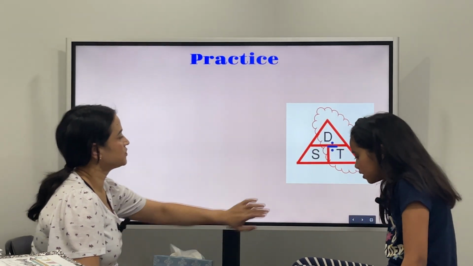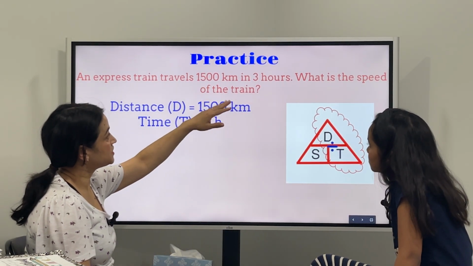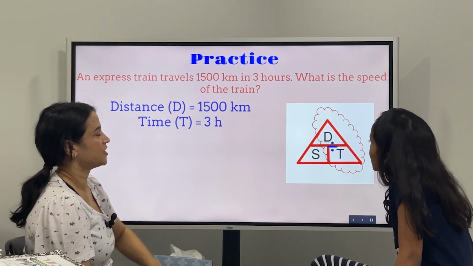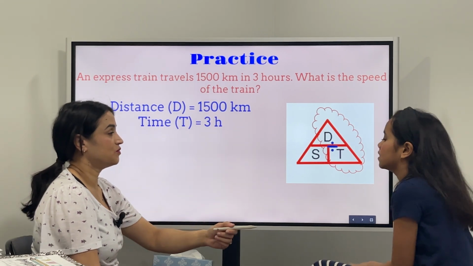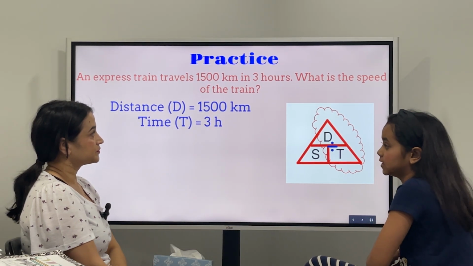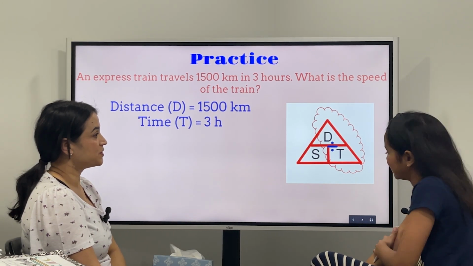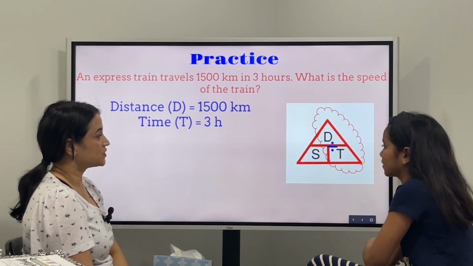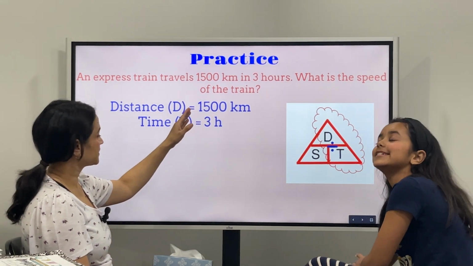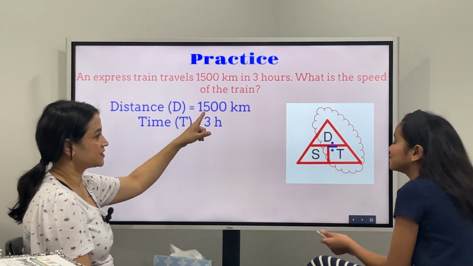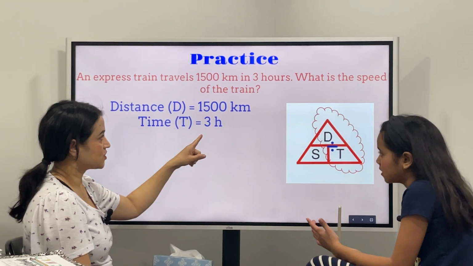Now what do we need to find here? An express train travels 1500 kilometers in 3 hours. What is the speed of the train? So what are we looking for here? How fast or slow it goes. So speed. Speed is equal to, you have that triangle, distance divided by time. Distance is 1500 and time is 3. So how much will it be?